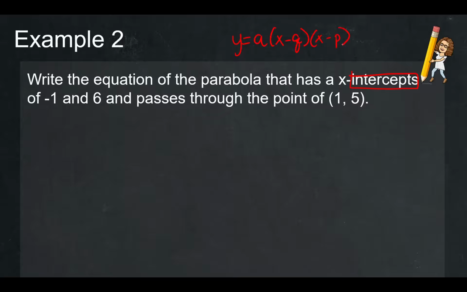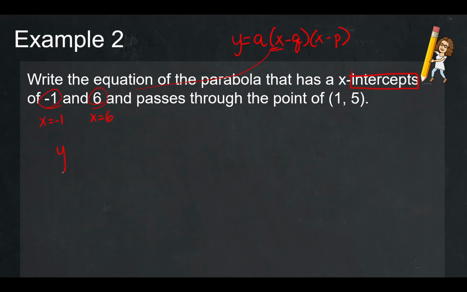because I have intercepts. So what we're going to do is take these intercepts and pop them in. Ultimately, what I'm going to be thinking is, if I had the intercepts of x equals negative 1 and x equals 6, what would I have solved to get x equals negative 1? Well, I would have solved x plus 1.